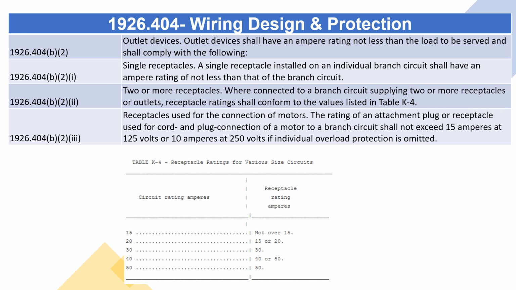1926.404(b)(3) Receptacles used for the connection of motors. The rating of an attachment plug or receptacle used for cord and plug connection of a motor to a branch circuit shall not exceed 15 amperes at 125 volts or 10 amperes at 250 volts if individual overload protection is omitted.